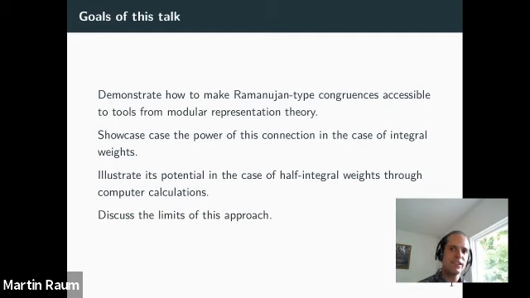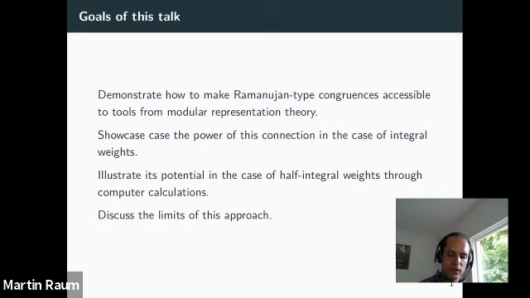I mean, you first set up in quite some detail a machinery that allows you to access modular representation theory. Then you look up your favorite theorems from there, and you translate them back. And voila, you have quite some statements. And then one has to add something about modular forms. But the key is really that you make these Ramanujan-type congruences accessible to modular representation theory.